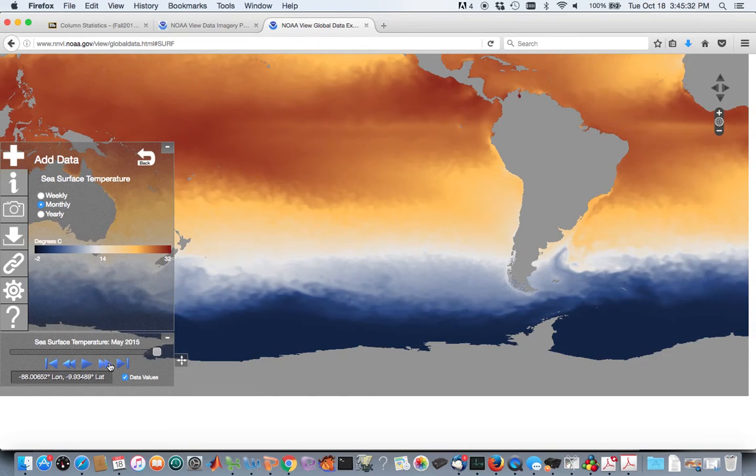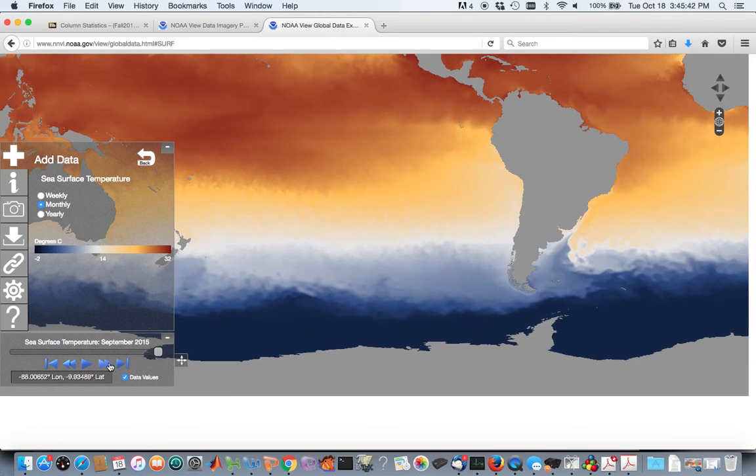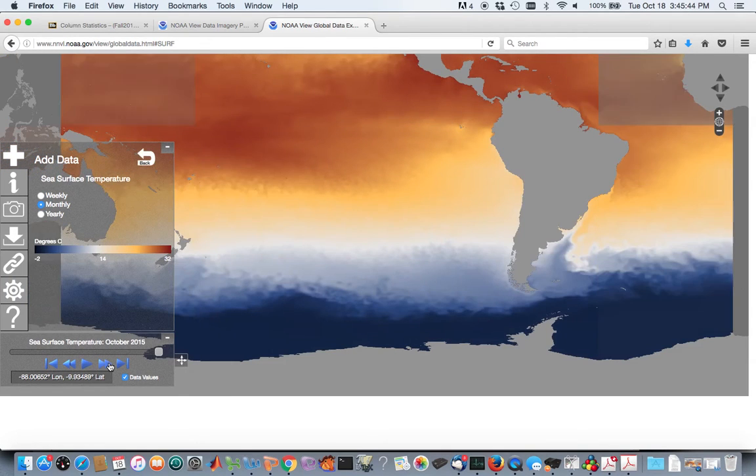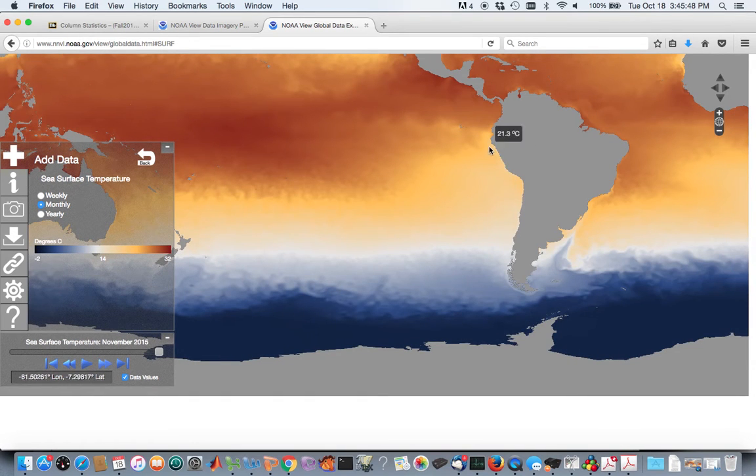May, June, July, see, it's starting to recover. August, September, October, November. So this upwelling is coming back, but that equatorial upwelling is still being overridden by this warm water moving to the east.